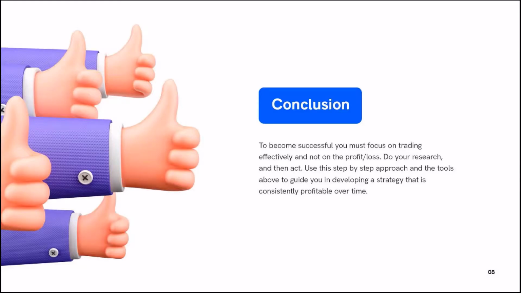Okay, so before we conclude, let me just read out the conclusion. Then I will do something before we go. Conclusion: to become successful, you must focus on trading effectively, not on the profit or loss. This is the mistake everybody makes. I'll be truthful to you. Yes, everybody's trading to make profits. We are all trading to make profits, undisputed. But you must focus on trading effectively.